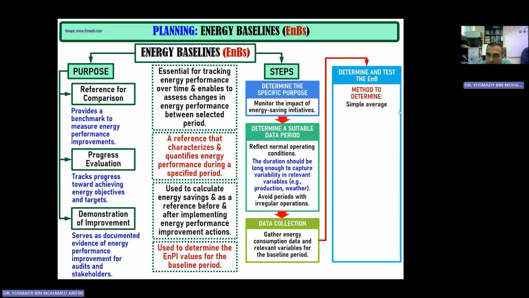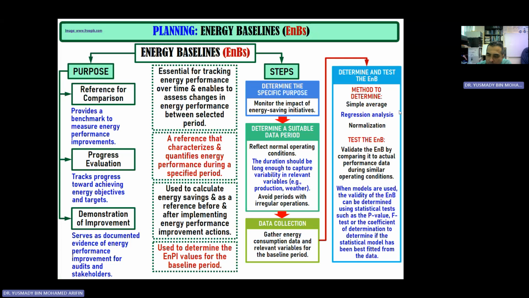Methods to determine: simple average, regression analysis, normalization. To test the ENB, energy baseline, validate the energy baseline by comparing it to actual performance data during similar operation condition. When models are used, the validity of the energy baseline can be determined using statistical tests such as the p-value, f-test, or the coefficient of determination to determine if the statistical model has the best fit from the data. So these are the steps to determine the energy baseline.